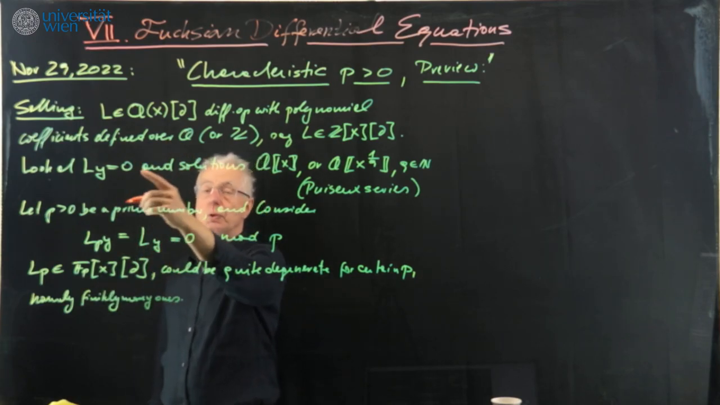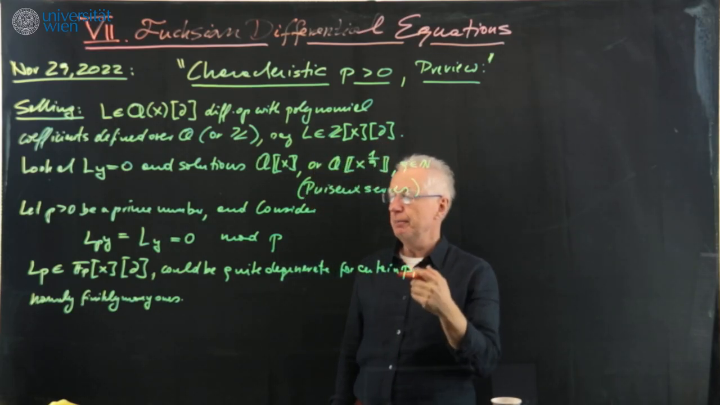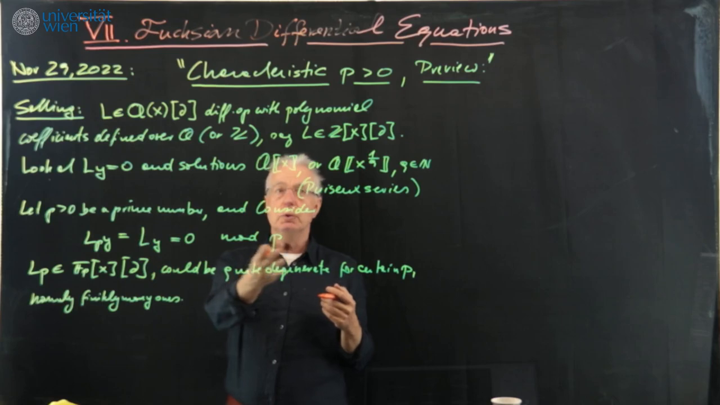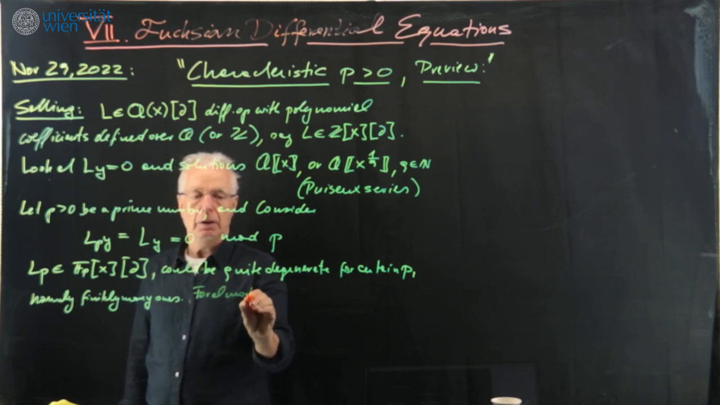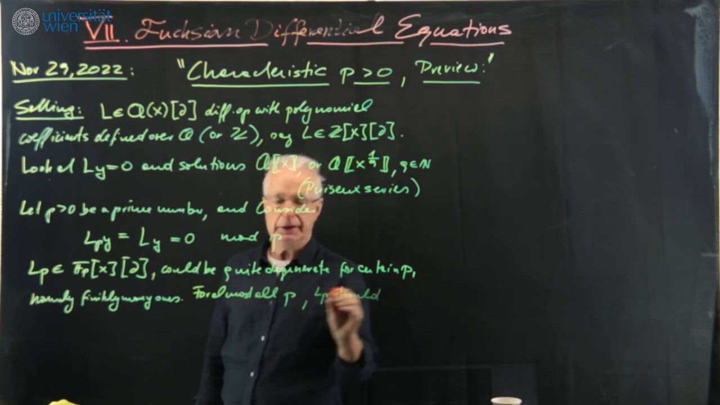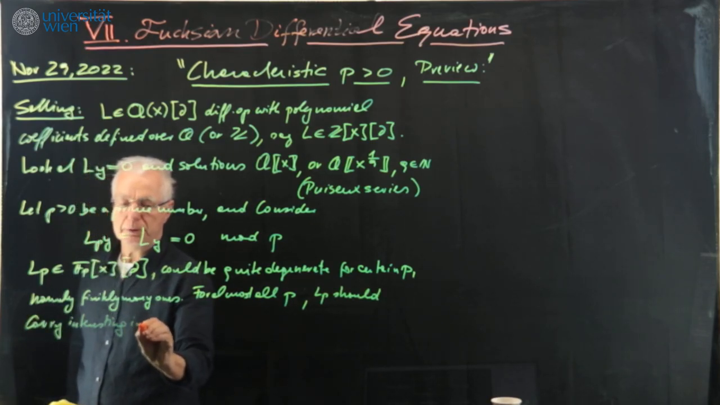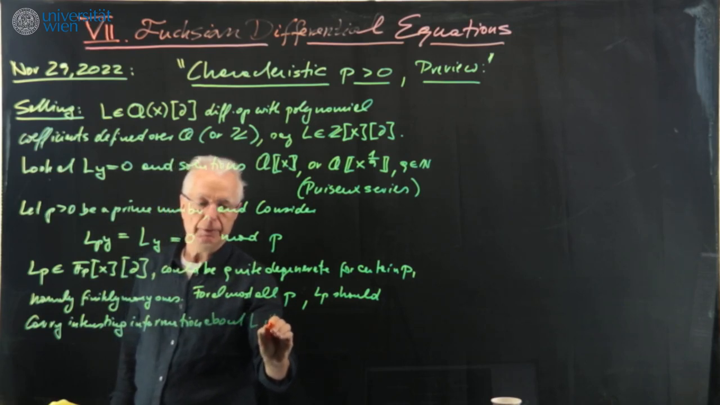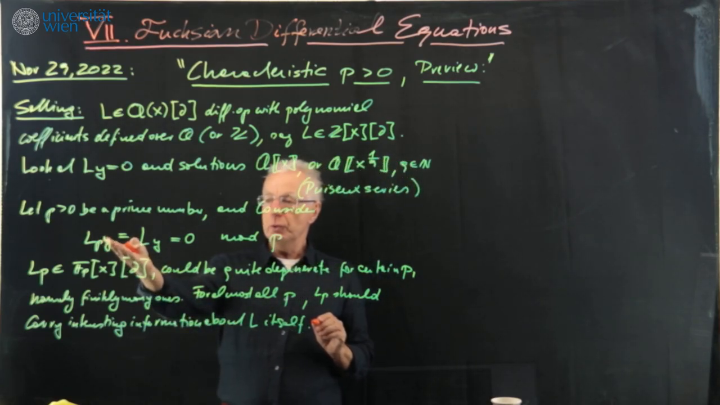Of course, as we have assumed that the coefficients of the differential operator are polynomials, we only have finitely many constants in Z. So if we take p sufficiently large, we hope to keep some information. For almost all p, Lp should carry interesting information about L itself. That's the game. In particular, we will look at the solutions.